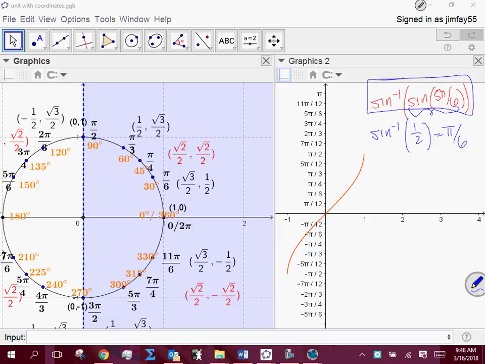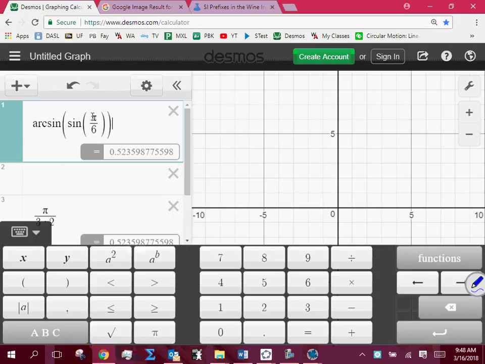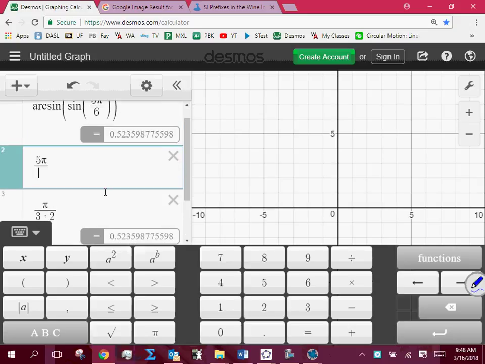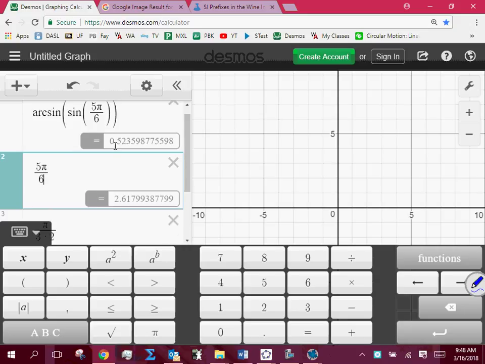And even if I type this into my calculator, so this is 5 pi over 6, okay? You see how it's still giving us pi over 6 as an answer? Because 5 pi over 6 would look like this. 5 pi over 6 is 2.6, okay?